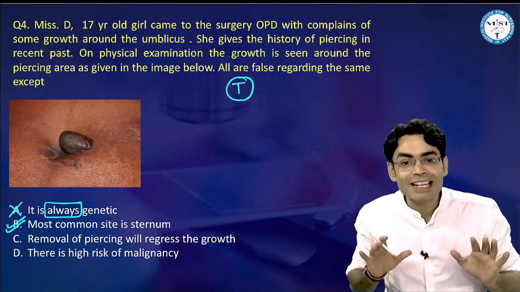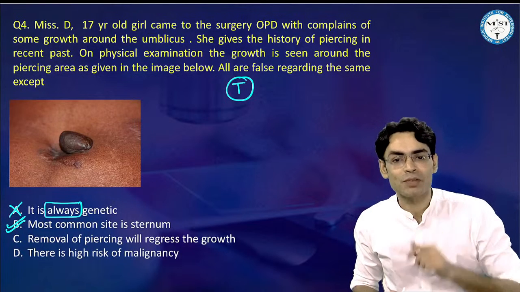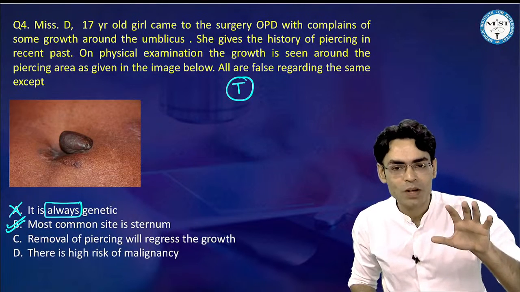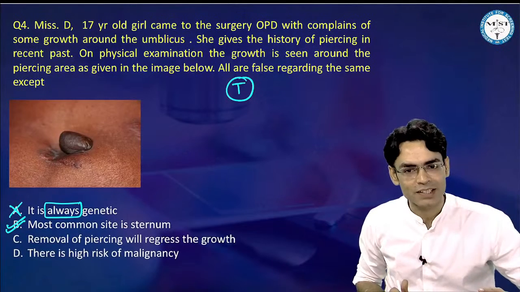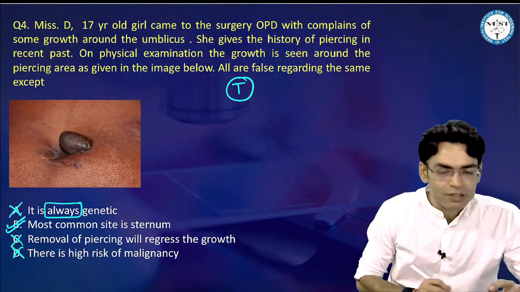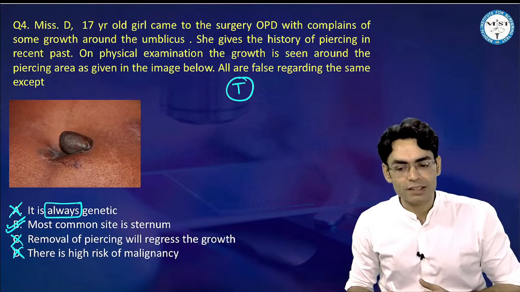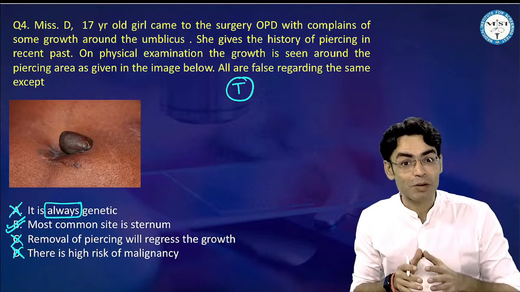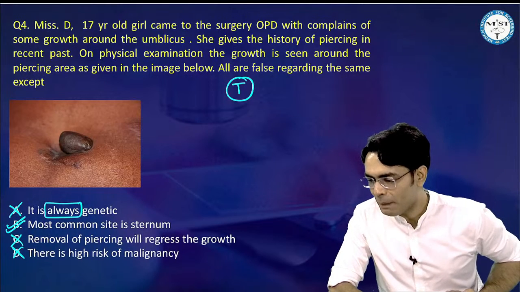Keloids never regress by themselves. The scars which can regress by themselves are hypertrophic scars. So keloid will never regress. And there is a high risk of malignancy? No. Keloids might look bad, but there is no risk of malignancy as far as keloid is concerned. So the three options, A, C, and D, are wrong, and the correct answer is most common site is sternum. This is the true statement. So make sure you read the question properly, that you need to find the true statement here. Okay?